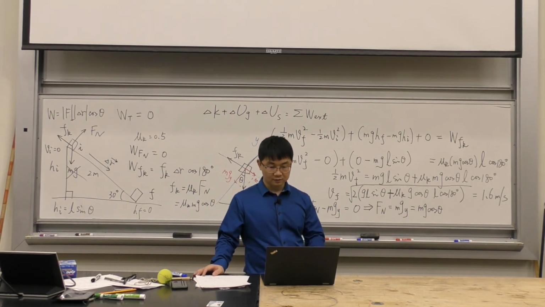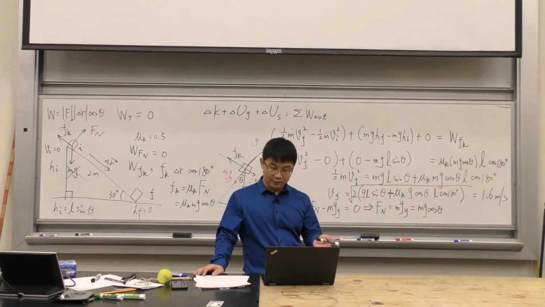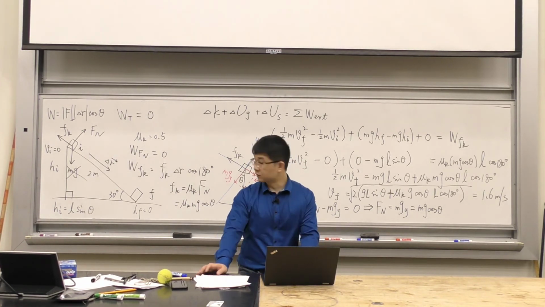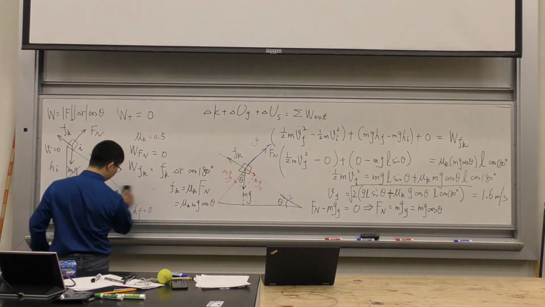A block of mass 3 kilograms is connected to a ball of mass 5 kilograms by a string. There's some friction force between the block and the table, and the mu k is 0.5. The ball is 0.4 meters from the floor. It's going to be released from rest. We want to find the speed of the block when the ball reaches the floor. Again, let's draw it out.